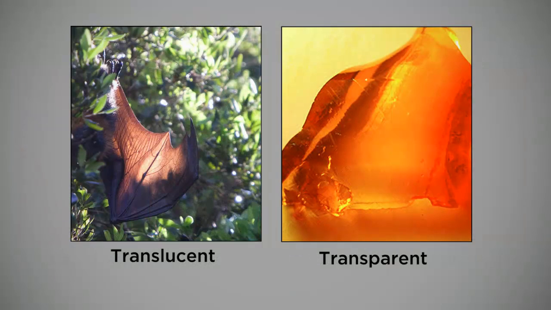In these two examples, you can see translucent in the bat's wing and transparent in the jello, because you could actually see through jello. You could hold it up and see an object through it, but a bat's wing is really only going to let light through. So it's important to know the difference between these two because you'd be handling them differently in your illustration.